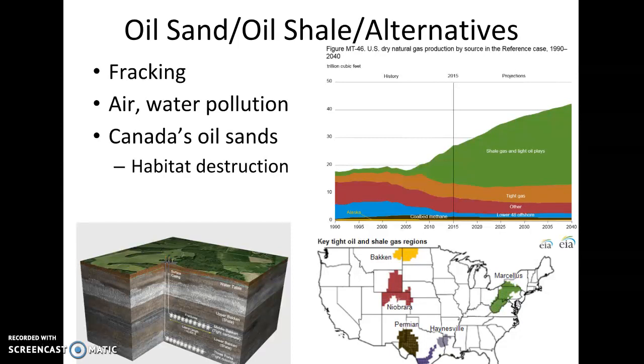And then when we talk about oil sands, there's also a tremendous amount of habitat destruction because it's literally in the sediments, so we have to strip mine with that. And with fracking, there's definitely the possibility for things like earthquakes and damage to our water systems.